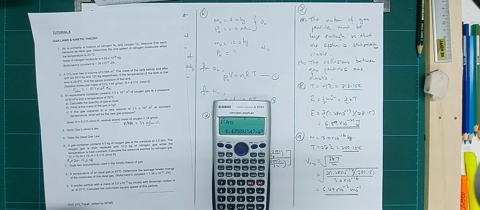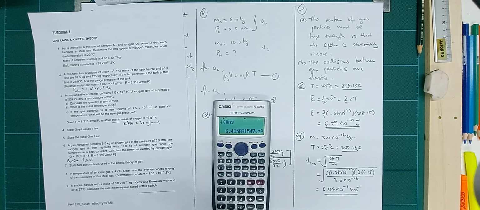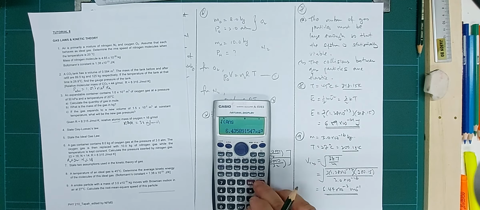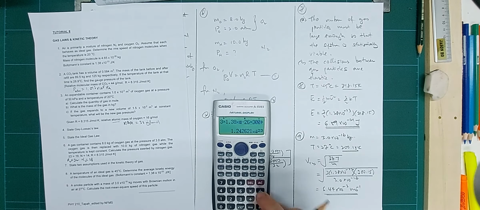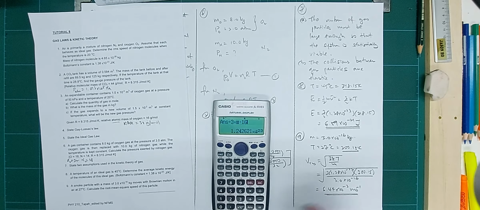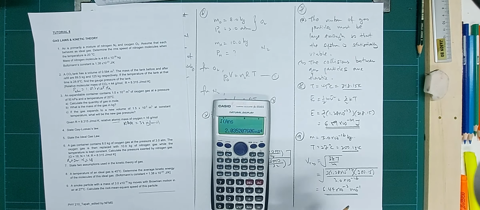This must be a gigantic gas, very large. I'm not sure whether we have this type of gas or not. Even a fart is faster than this, right? Okay, check again. 3 times 1.38 power negative 26, and then times 300.15, 3kT. We get this, and then divide by 3 power negative 16, and the square root of this gives a different answer again.